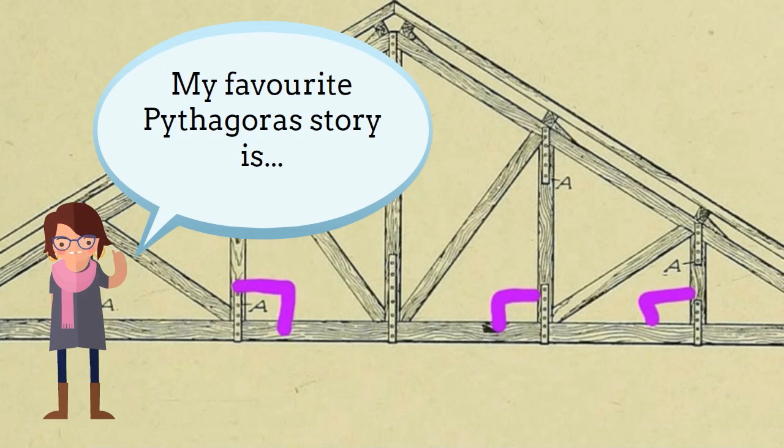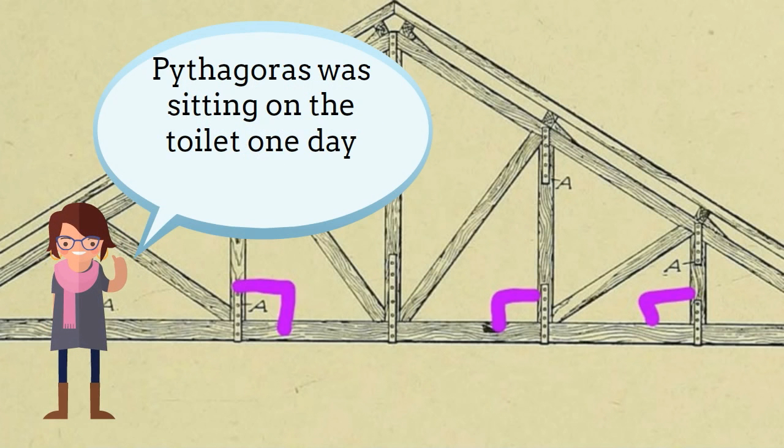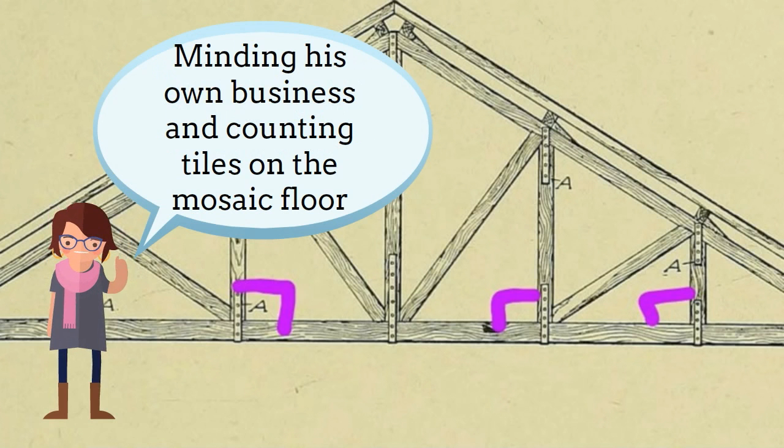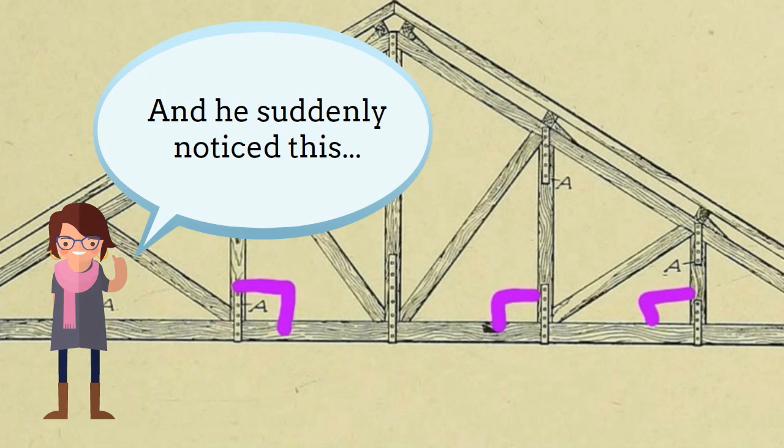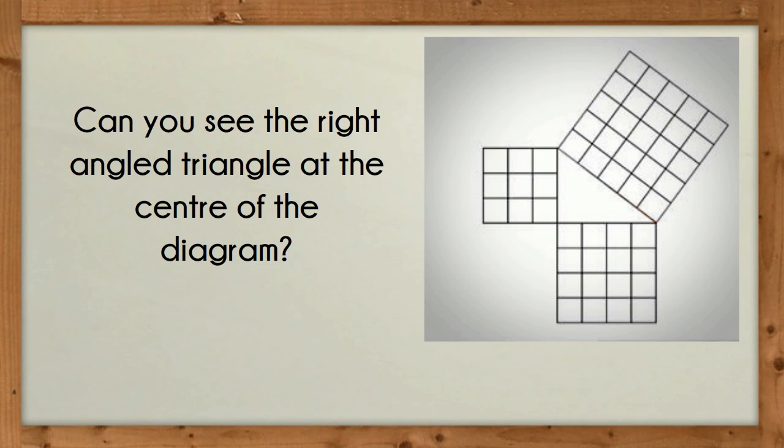My favourite Pythagoras story is Pythagoras was sitting on the toilet one day, minding his own business and counting tiles on the mosaic floor, and he suddenly noticed this. Pythagoras saw the right-angled triangle at the centre and the squares on each side.